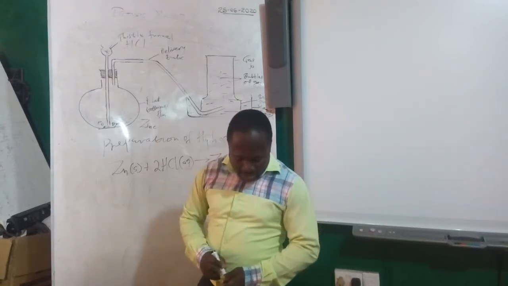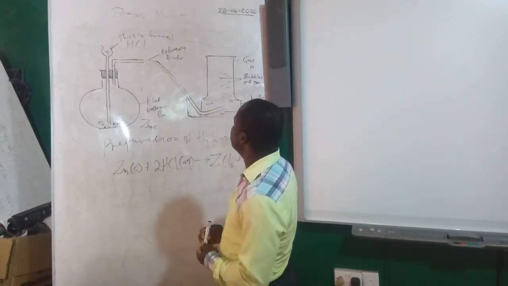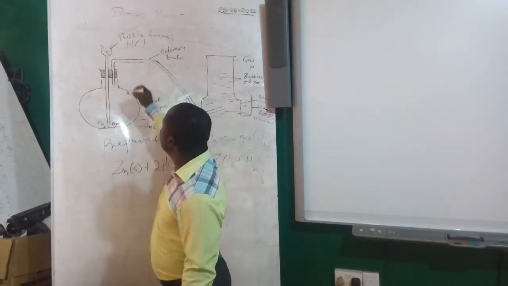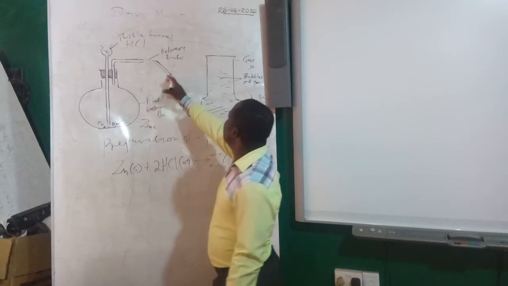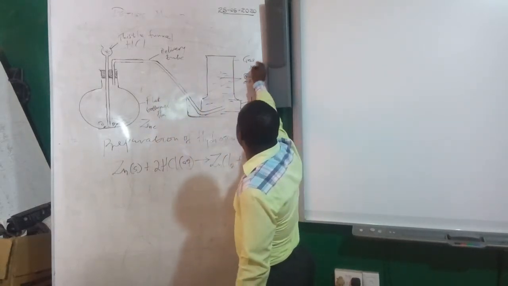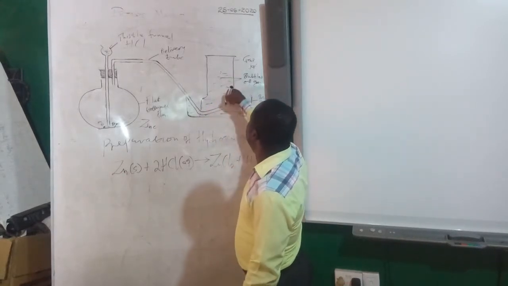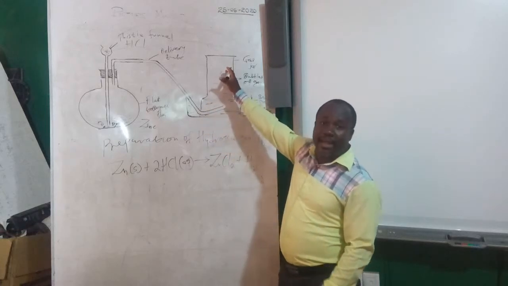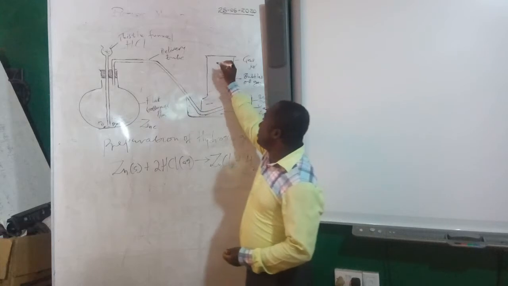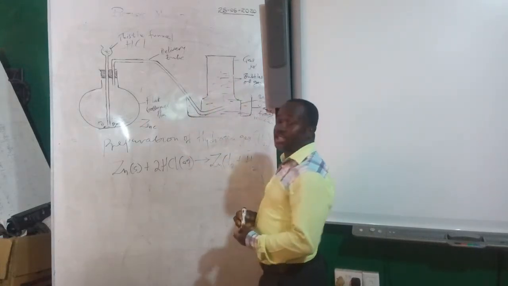Now, let's look at the setup for producing hydrogen gas. If you look at the setup, we have a thistle funnel, a flat bottom flask, a delivery tube, a beehive stand, a gas jar, and then a water trough with water, and we have bubbles of gas moving up there. So we have hydrogen in the gas jar.